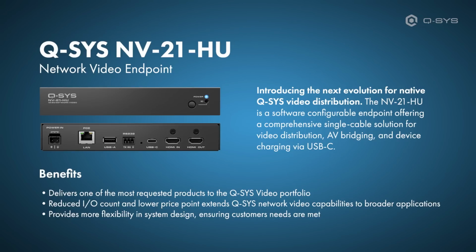Added in Q-SYS Designer 9.8.1, and now also in 9.9, we have the new NV21 networked video endpoint, the latest addition to the NV family. Like the NV32, it can be used as an encoder or a decoder, but with a much smaller form factor and with the addition of USB Type-C for a single cable solution, giving content input, USB audio and video bridging, and device charging.